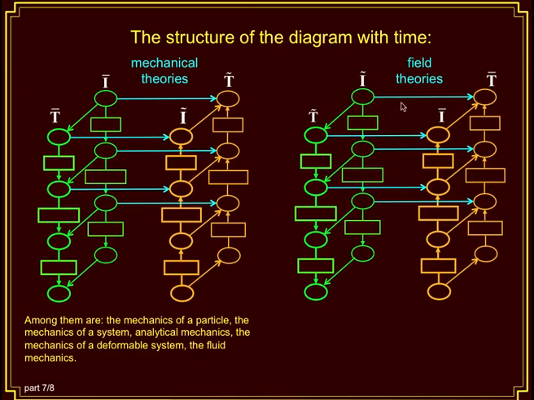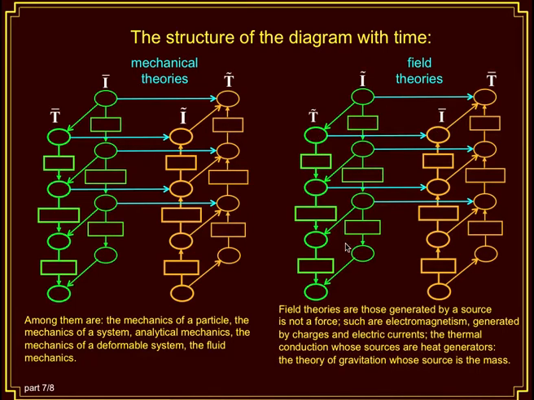But there are also field theories, two kinds of diagram for the two kinds of theories. In these cases you have the dual elements on the left and the primal elements on the right. Examples are all theories in which there is no force as source. So is electromagnetism, which is generated by charges and electric currents. The thermal conduction, whose sources are heat generators. The theory of gravitation, whose source is the mass.